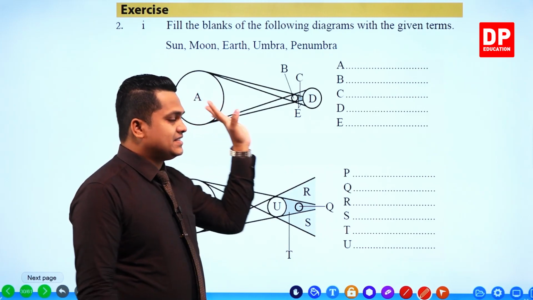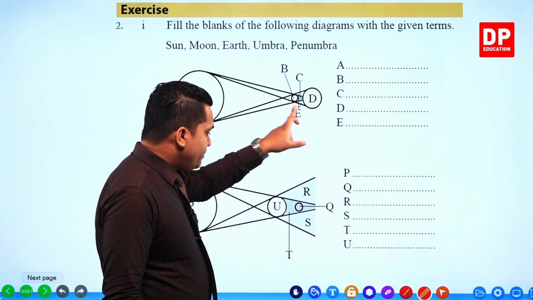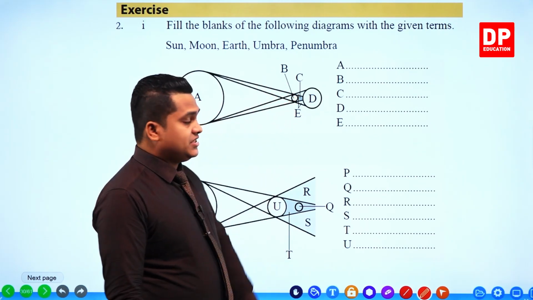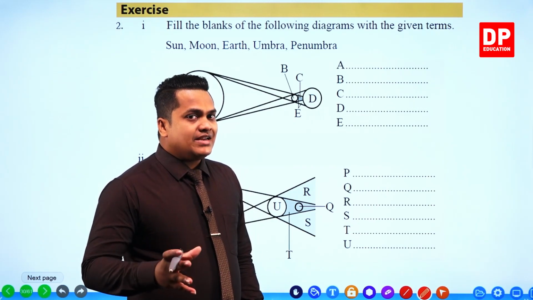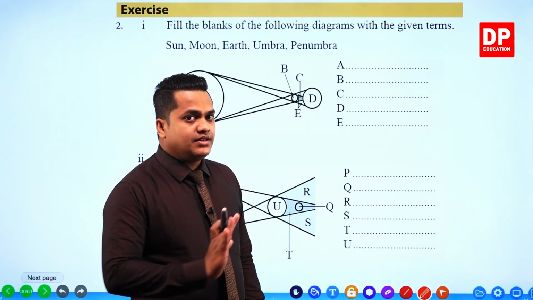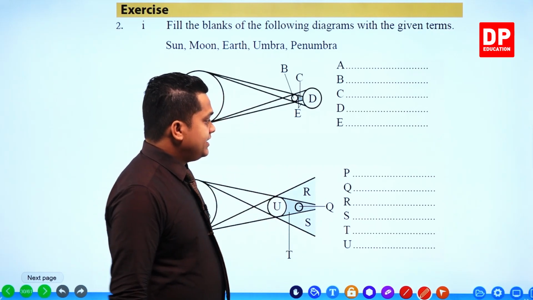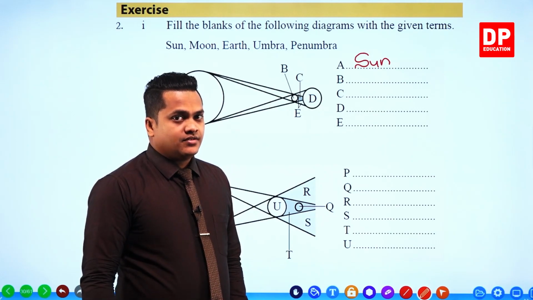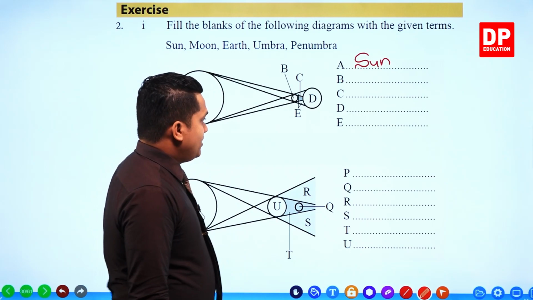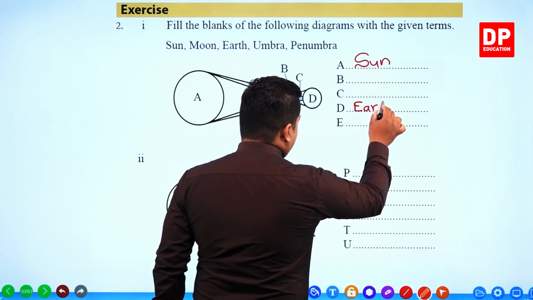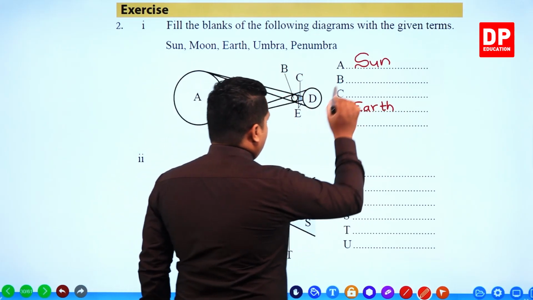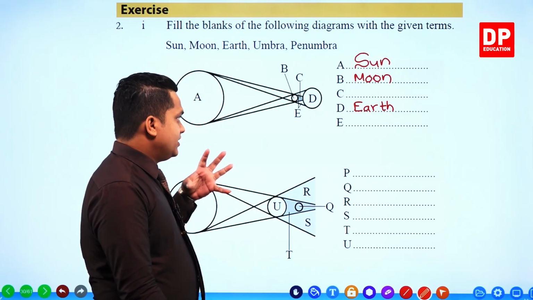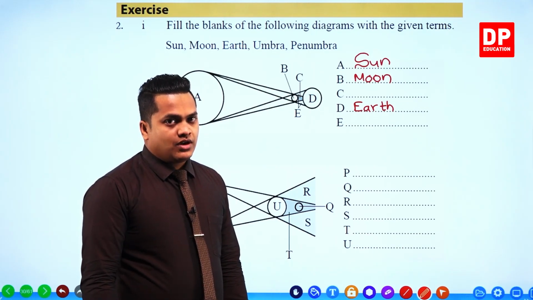Definitely we know that A is the sun, the largest object. D should be Earth, as it is way larger than the object B, which is the moon. So we can identify the 3 celestial objects in the diagram. A definitely is the sun. There is no argument in that, because it is the largest object. Then D should be Earth. B should be moon. So this is similar to the solar eclipse incident. Actually, the figure is going to show a solar eclipse. This is how the solar eclipse is going to occur.